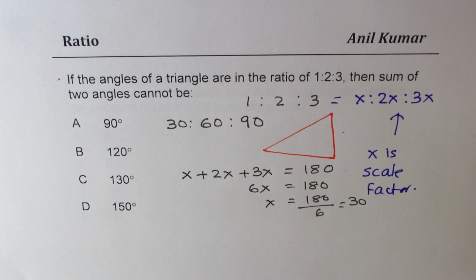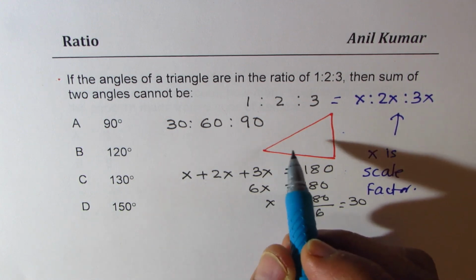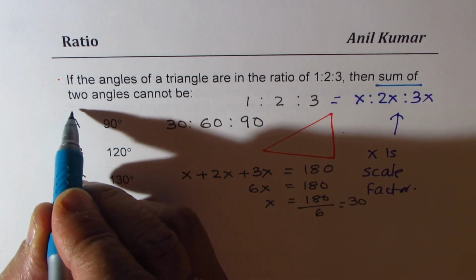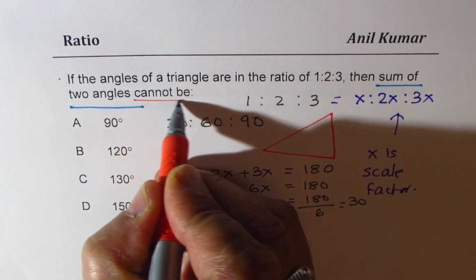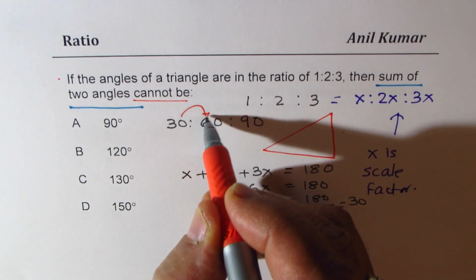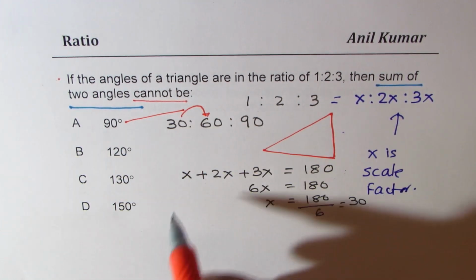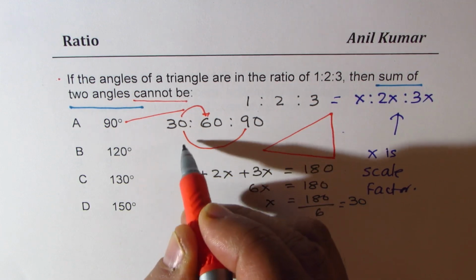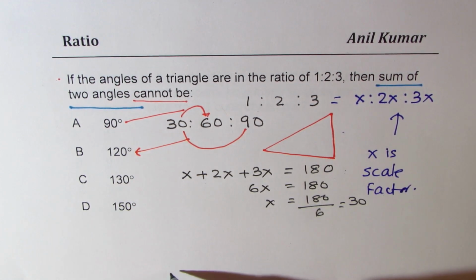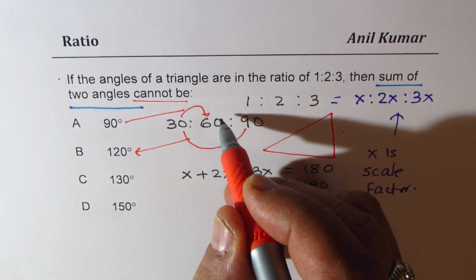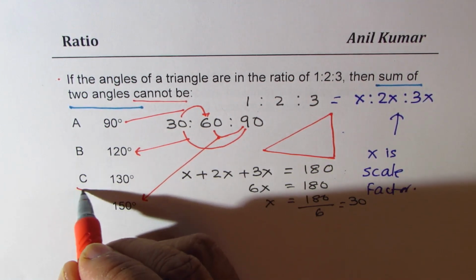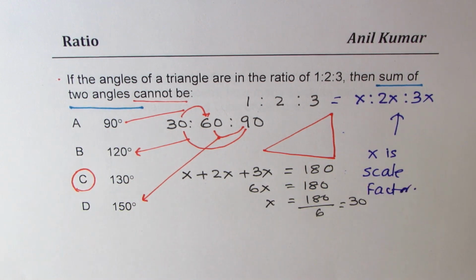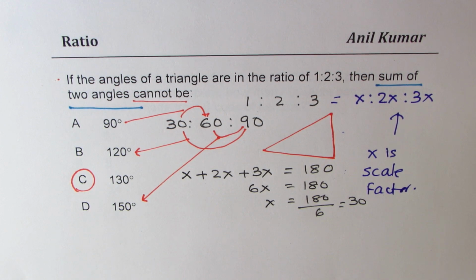Now we're talking about the sum of 2 angles, right? Cannot be, right? So cannot be. That is important. Now if I add 30 and 60, what I get is 90. If I add 30 and 90, what I get is 120. And if I add 60 and 90, I get 150. So what I don't get is C. So 130 is the sum which you cannot get in this situation.